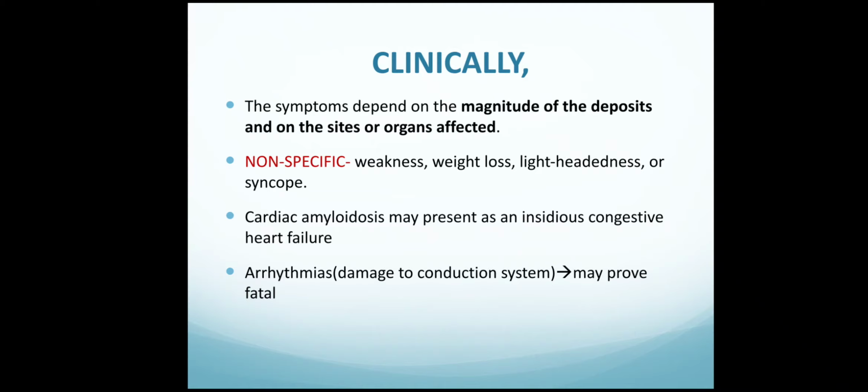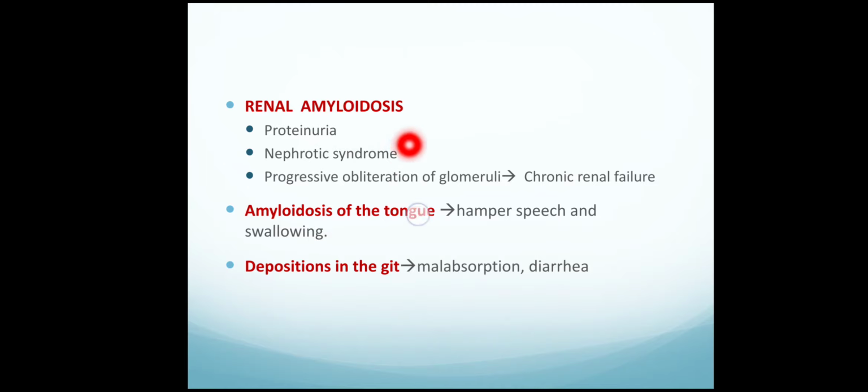Now clinically, the symptoms can be non-specific or related to the organ which is involved. Non-specific symptoms will be weakness, weight loss, lightheadedness, etc. For specific organs, in cardiac amyloidosis we can have congestive heart failure, then arrhythmias, which can also be fatal. Then in renal amyloidosis, the symptoms will be accordingly proteinuria, nephrotic syndrome, and with progressive obliteration of glomeruli, there will be chronic renal failure.